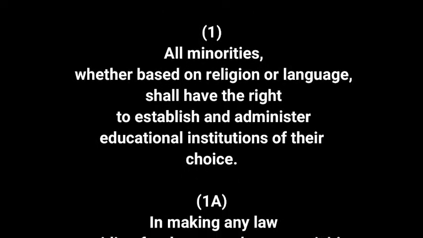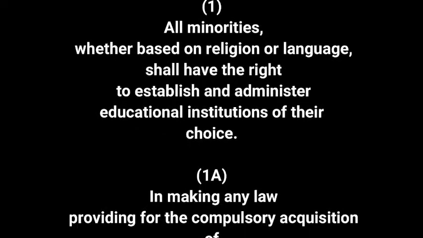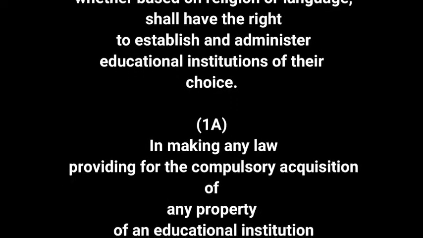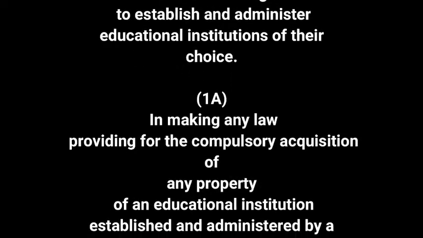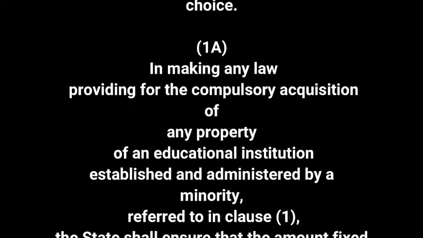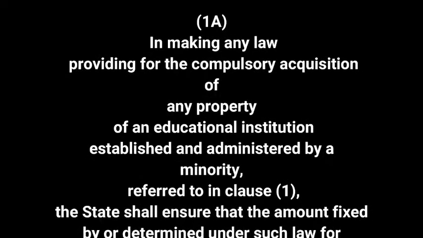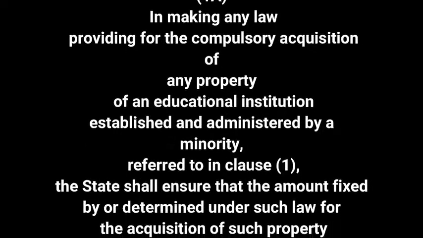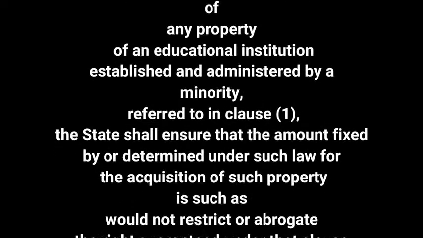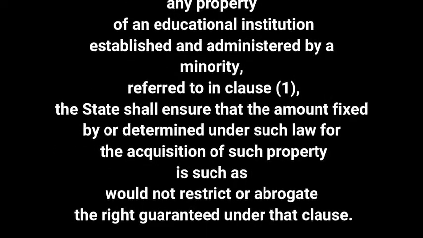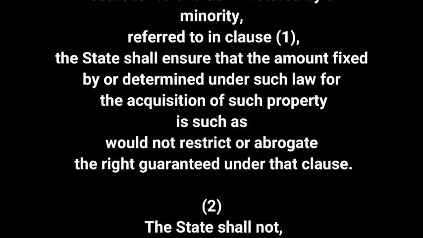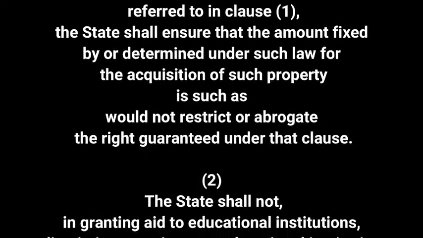In making any law providing for the compulsory acquisition of any property of an educational institution established and administered by a minority, referred to in Clause 1, the state shall ensure that the amount fixed by or determined under such law for the acquisition of such property is such as would not restrict or abrogate the right guaranteed under that clause.